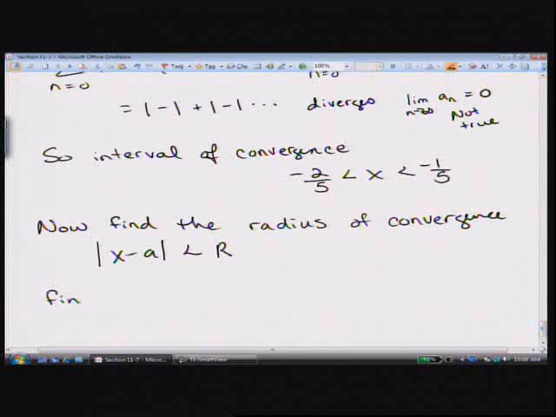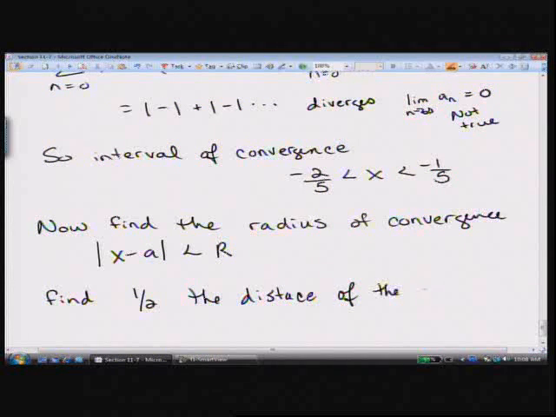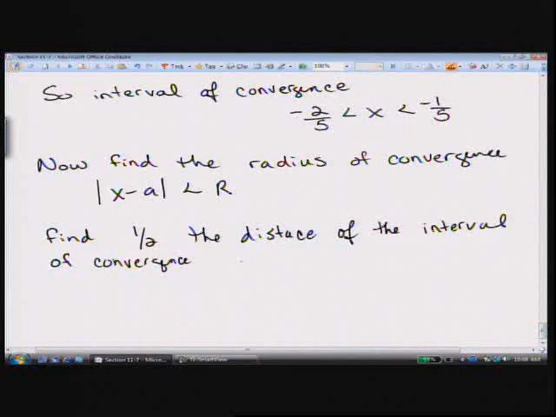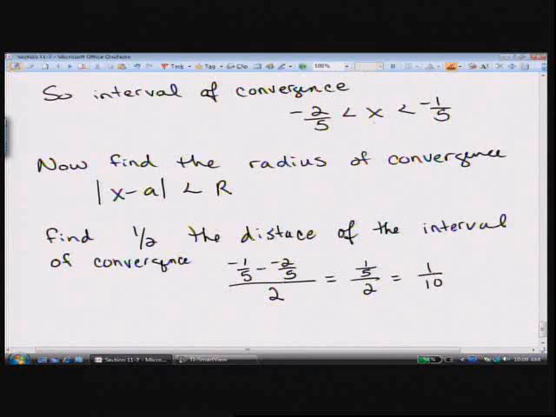So find half the distance of the interval of convergence. So you're just going to figure out the length of that interval. So if you do -1/5 minus -2/5 and divide that by 2, that's going to be 1/5 divided by 2. It's 1/10. So you just find the length of the interval and divide by 2. That gives you the radius. Basically, you want to center this somewhere. Okay?